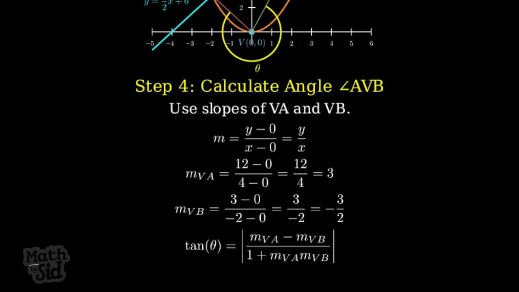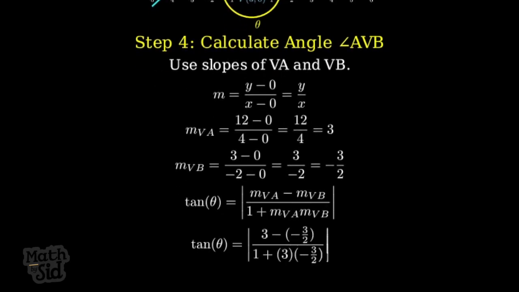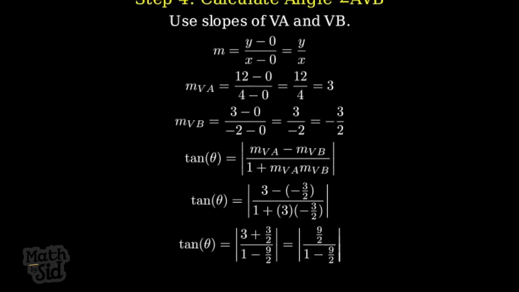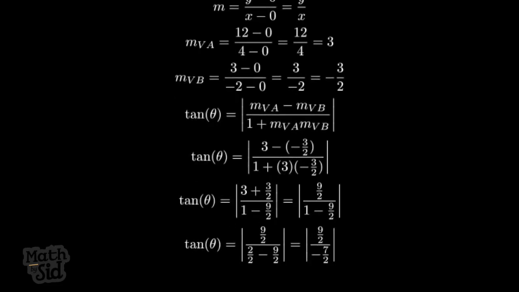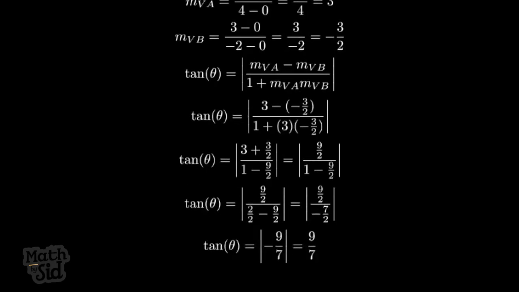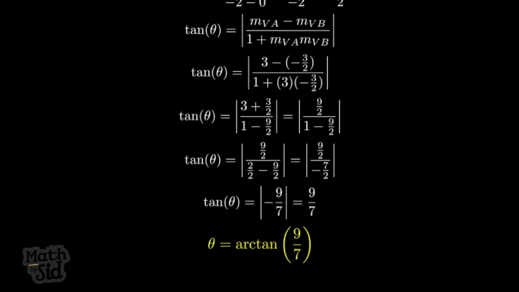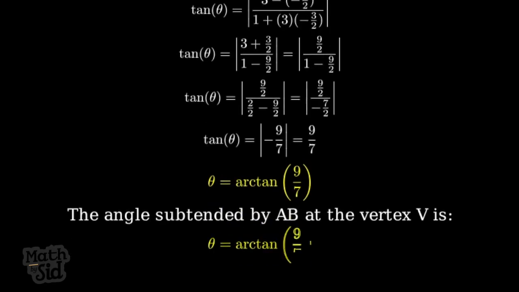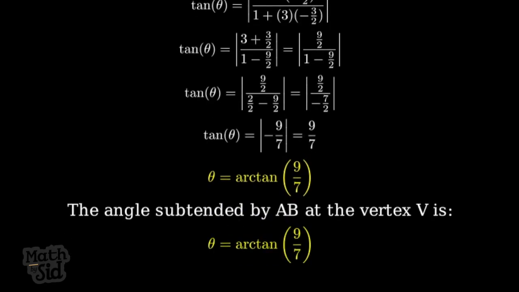Now, substitute the slopes into the formula. Tangent theta equals the absolute value of 3 minus negative 3/2 divided by 1 plus 3 times negative 3/2. The numerator simplifies to 3 plus 3/2, which is 9/2. The denominator simplifies to 1 minus 9/2, which is negative 7/2. So, tangent theta equals the absolute value of 9/2 divided by negative 7/2, which is the absolute value of negative 9/7, or simply 9/7. Therefore, the angle theta is the arctangent of 9/7. So, the angle subtended by the line segment AB at the vertex of the parabola is the arctangent of 9/7.